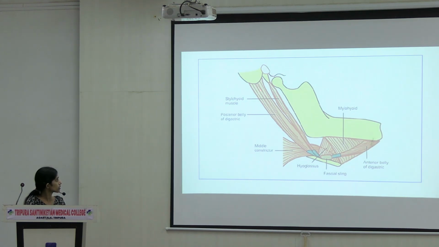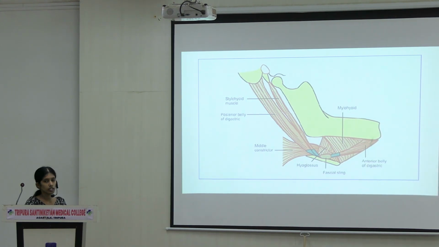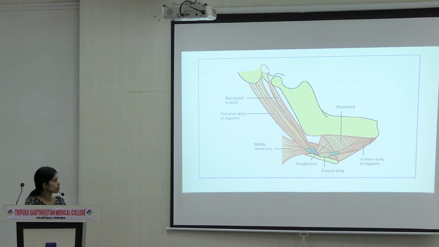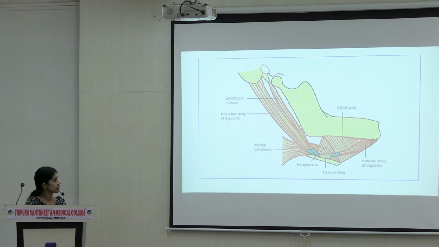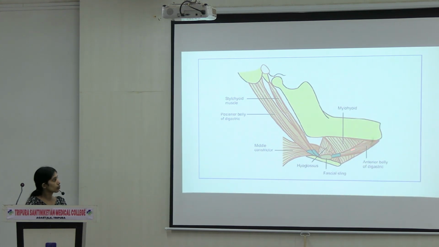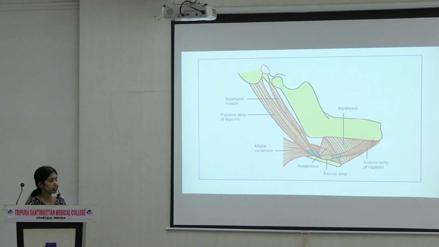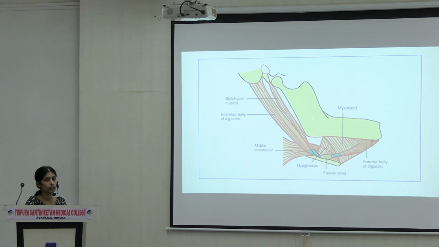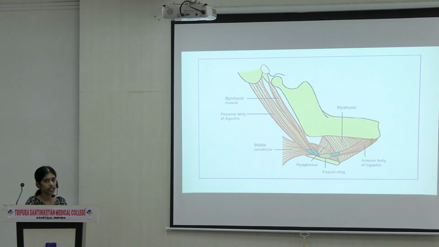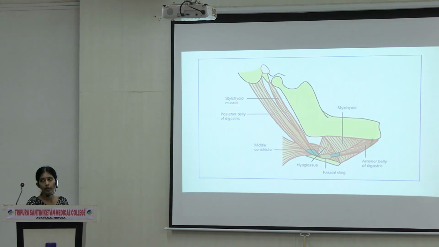You can see here, this is your stylohyoid muscle and this is the posterior belly of the digastric muscle, and this is the anterior belly of the digastric muscle. So this is your triangular area, the digastric triangular area. Antero-inferiorly, it is bounded by anterior belly of the digastric muscle, and postero-inferiorly, it is bounded by two muscles, that is posterior belly of digastric muscle and stylohyoid muscle. Any doubts in this?